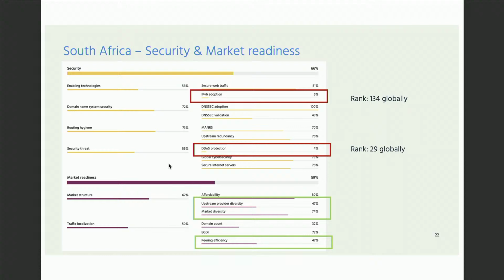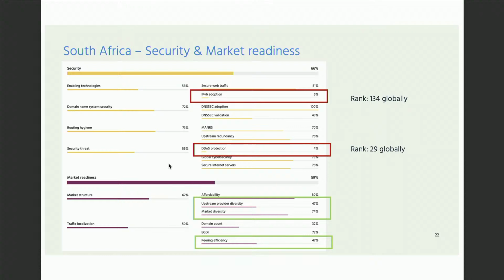I was talking about DDoS protection. So what we are measuring effectively here is your potential of harming others. And we get the data from CyberGreen, which is a source of data about DDoS and how many open networks, open DNS servers, open NTP servers you have on your network. But the good thing about South Africa is that you are doing quite well in terms of market diversity and upstream provider diversity.